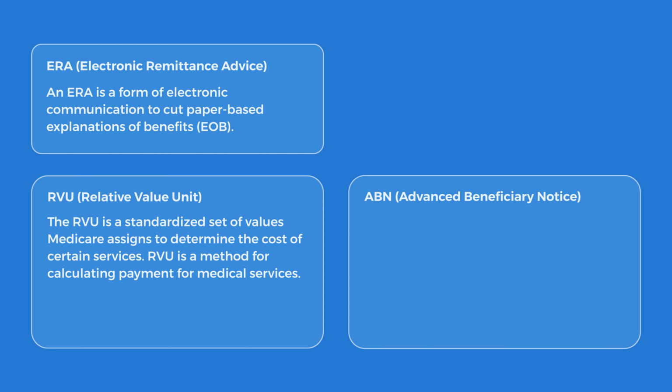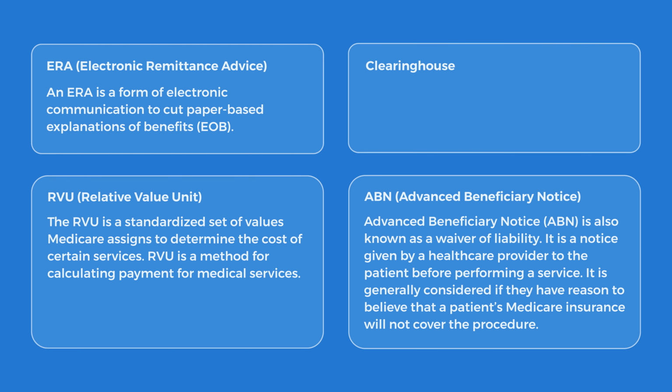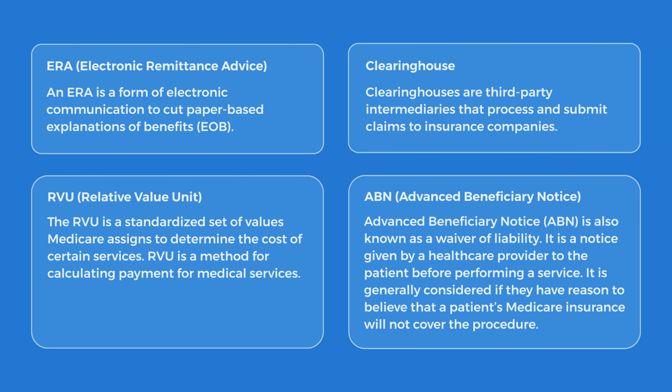ABN, Advanced Beneficiary Notice. Advanced Beneficiary Notice, ABN, is also known as a waiver of liability. It is a notice given by a healthcare provider to the patient before performing a service. It's generally considered if they have reason to believe that a patient's Medicare insurance will not cover the procedure. Clearinghouse. Clearinghouses are third-party intermediaries that process and submit claims to insurance companies.